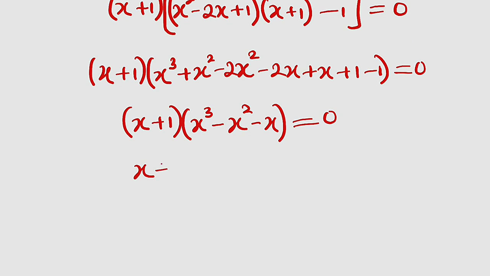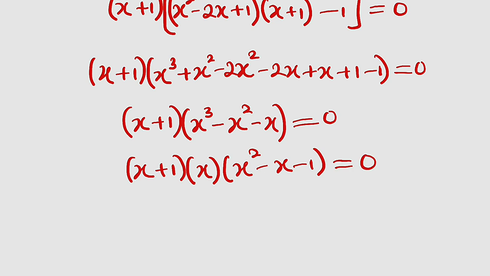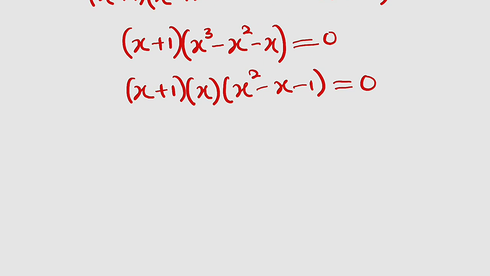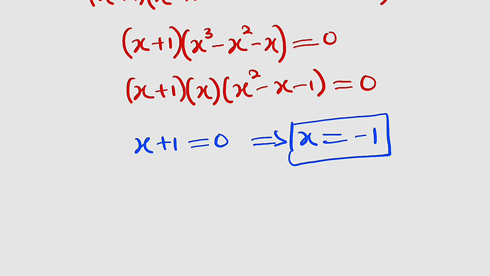We have x plus 1 multiplied by, I think we have x here in common. So if you bring x outside, you have x, then inside you have x squared minus x minus 1. This is equal to 0. Now we have 3 factors. We are going to set each to be equal to 0. The first one, x plus 1 equal to 0, implies that x equal to negative 1. And we have seen that negative 1 can satisfy the problem.